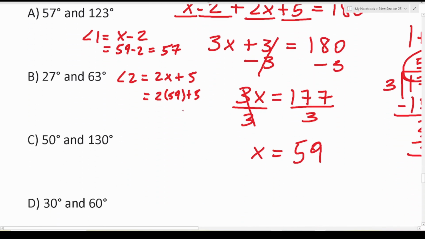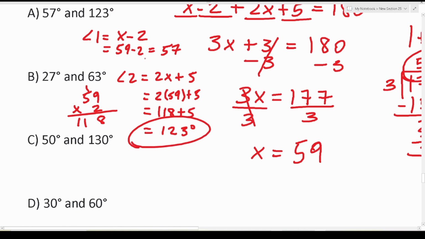And in case you can't do that mentally, let's work it off to the side. We have 59 times 2. 9 times 2 is 18, carry a 1. 5 times 2 is 10, plus 1 is 11. So this is 118 plus 5. 118, 119, 120, 121, 122, 123. So we can see our pair of complementary angles are 57 degrees and 123 degrees respectively.